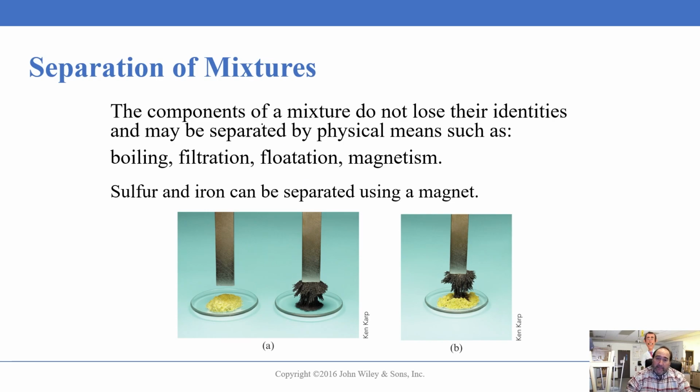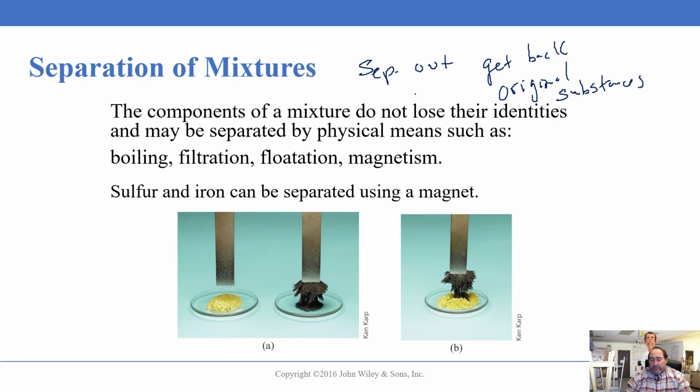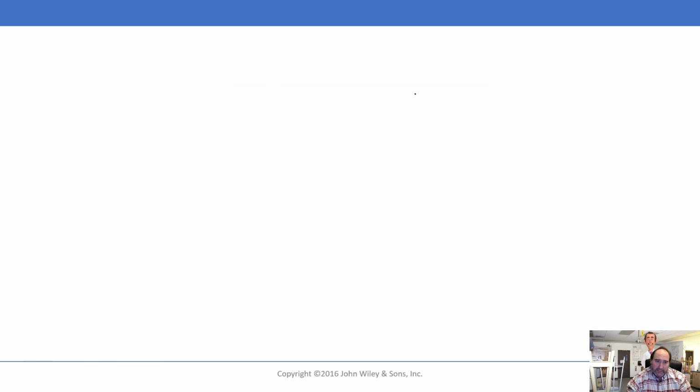Now, regardless of what type of mixture, you could always separate them out and get back the original substances. So let's talk about a couple of really important ways that you can get back those original substances. One very common way of separating out a solid from a liquid is the process of filtration.